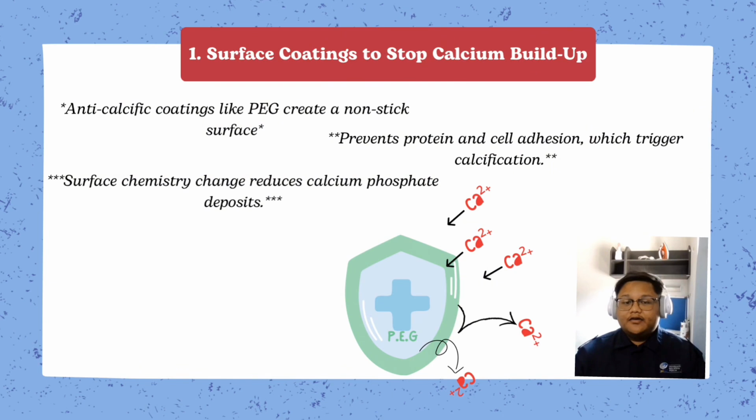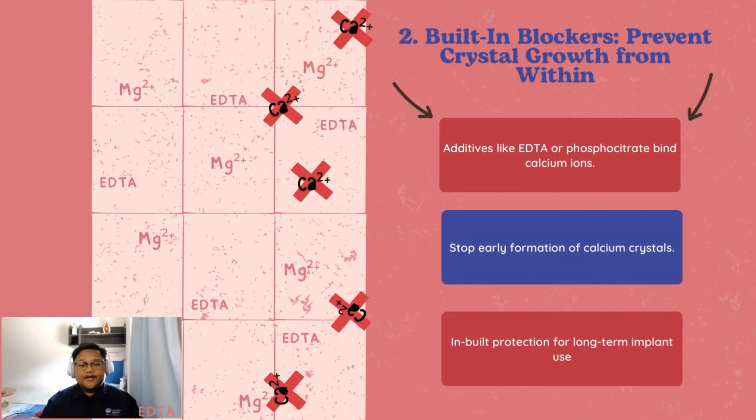Techniques like plasma treatment or chemical grafting add anti-calcific groups like carboxyl or phosphoryl to the surface. Coatings such as PEG or zwitterionic polymer also help by reducing protein and cell attachment, which are early triggers of calcification. Second, we can incorporate anti-calcific agents directly into the material. Substances like magnesium ions, phosphocitrate, or EDTA interfere with crystal formation or bind calcium ions to prevent mineral deposits. This internal chemical resistance is especially helpful for long-term implants.